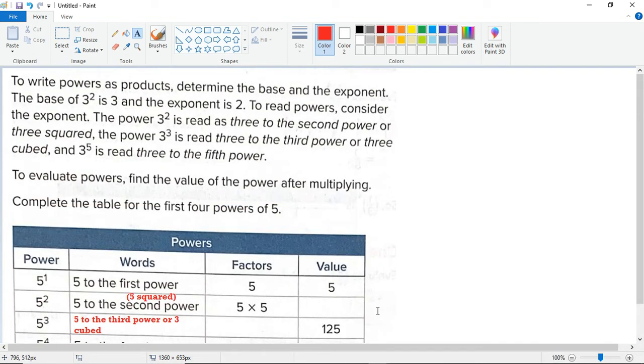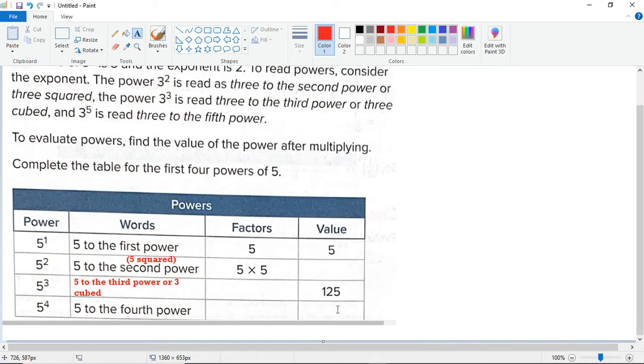Okay, so the reason we use exponents is because we want to make the multiplication easier. Instead of writing 5 times 5 a lot of times, it's a shortcut way and it's faster and easier. Okay, so we need to know how to read these powers.